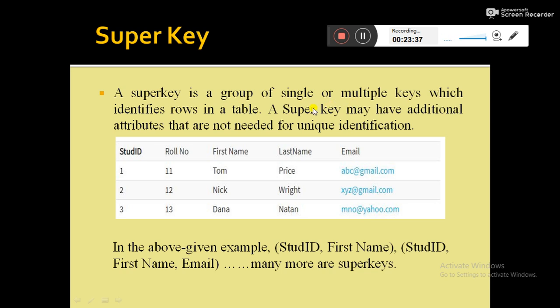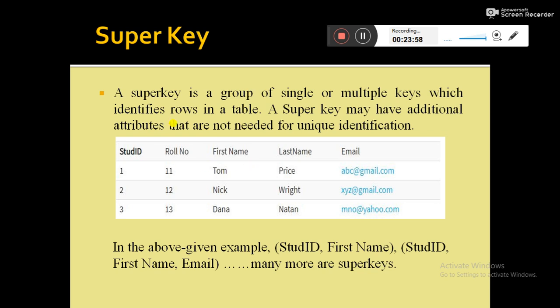Now, a super key is a group of single or multiple keys which identifies a row in a table. That means a super key is an attribute or combination of attributes by which we can uniquely identify a particular tuple or particular record in a table.